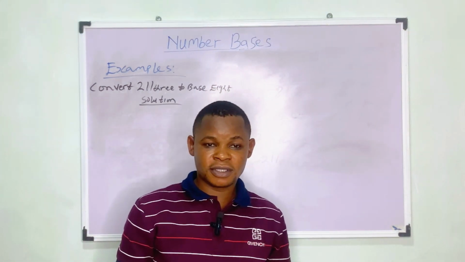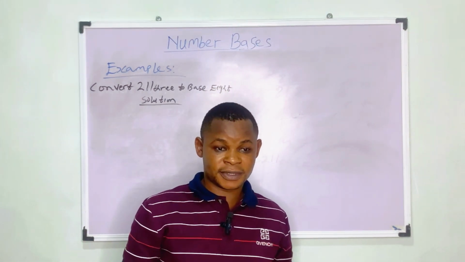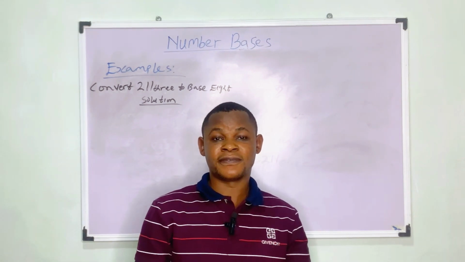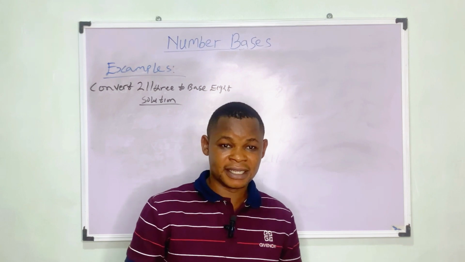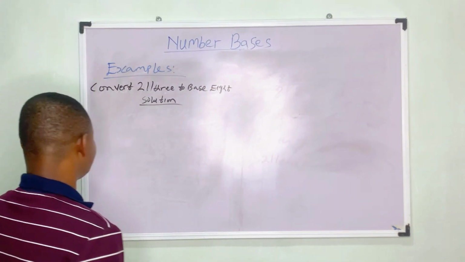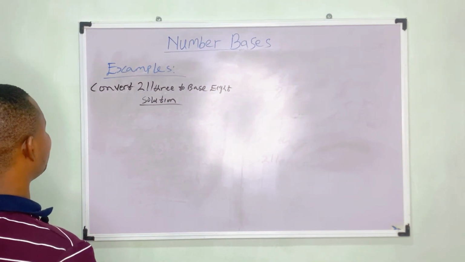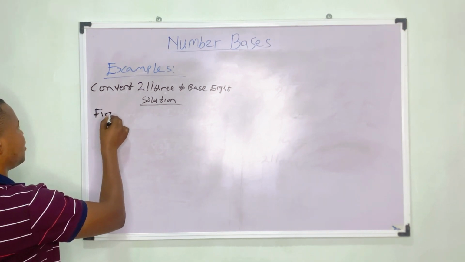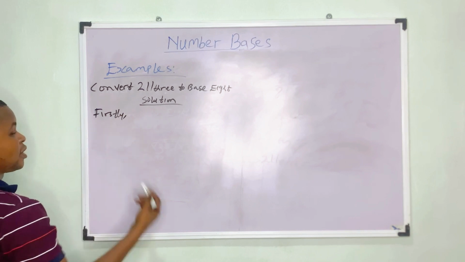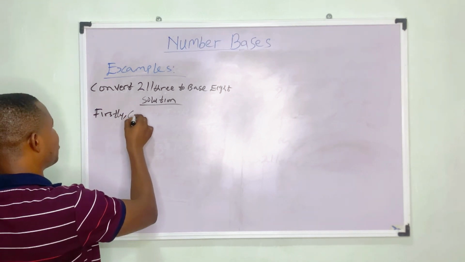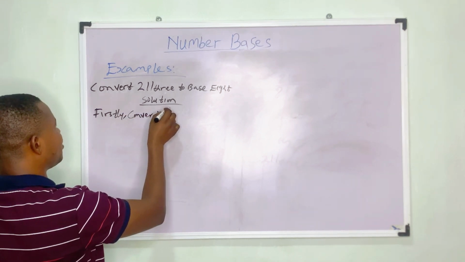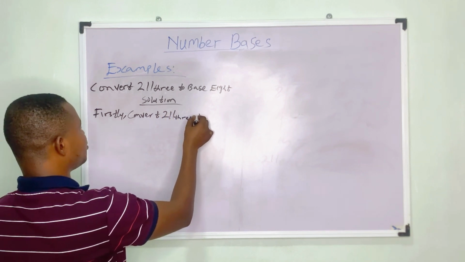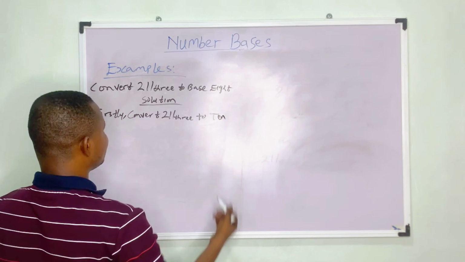As for me, I always love to be descriptive in my solution so that anyone that wants to assess my work will find it very clear to assess. So the first thing I will do is, firstly, I'll let you know what I want to do. Convert 211 in base 3 to 10.